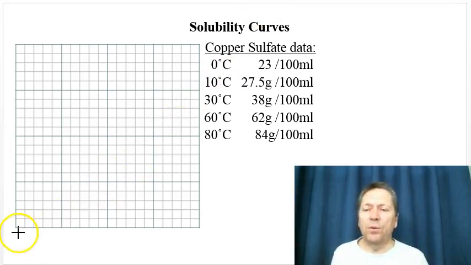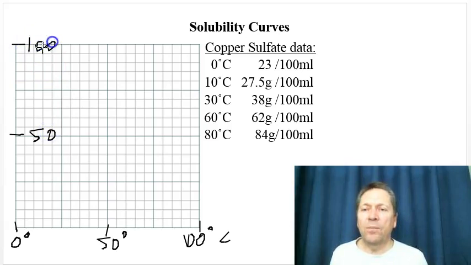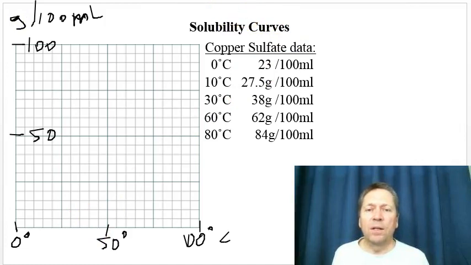Okay, first off I'm going to mark up the graph paper. We've got 0 degrees Celsius there, 50 degrees Celsius there, 100 degrees Celsius there. And we've got solubility in grams per 100 milliliters. We've got 50 there and 100 there. That's grams per 100 mil. And we need to put some dots on the paper.